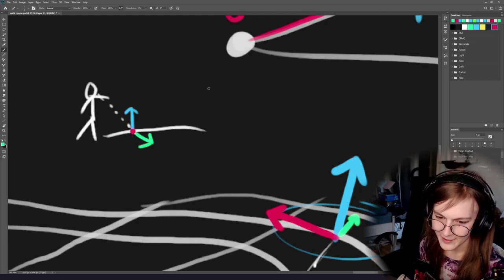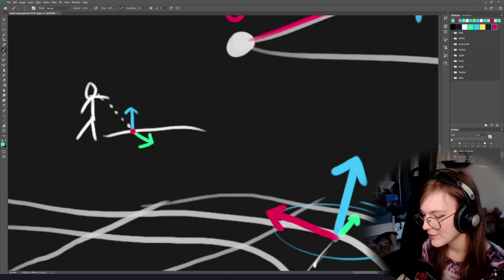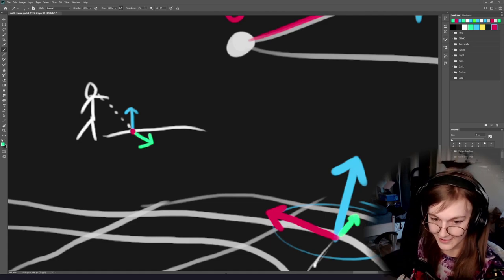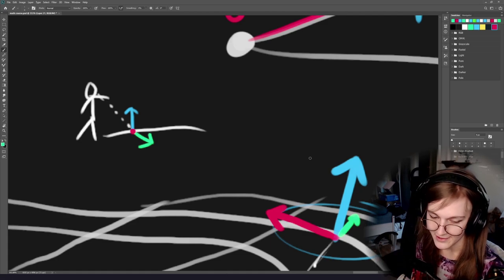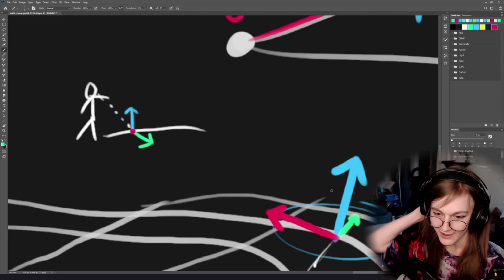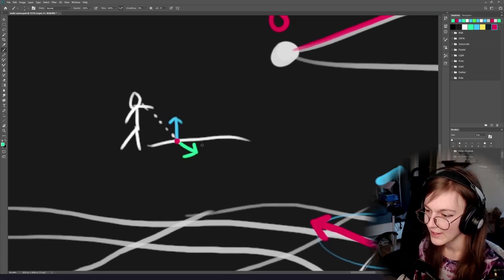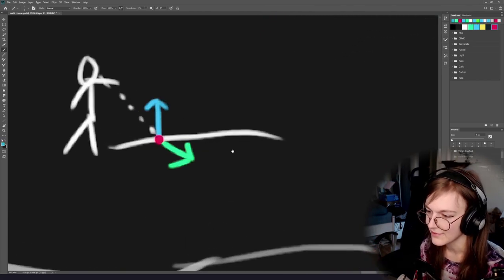Cross product is orthogonal to both input vectors. Yes, the result of the cross product is always orthogonal to the input vectors, unless the input vectors are zero vectors. Or actually, if the input vectors are parallel, then the output vector is also going to be a zero vector.